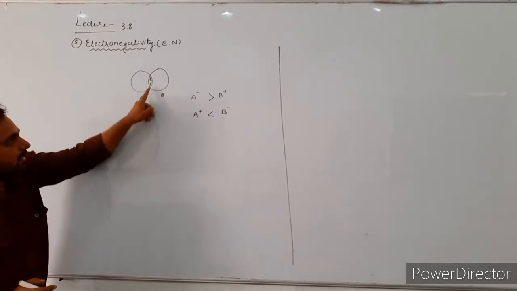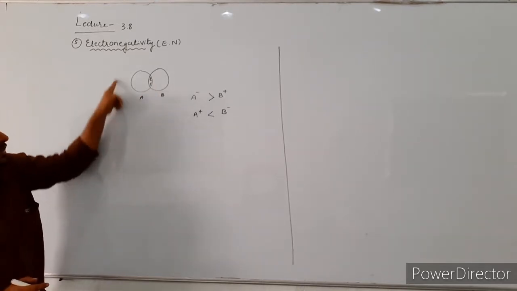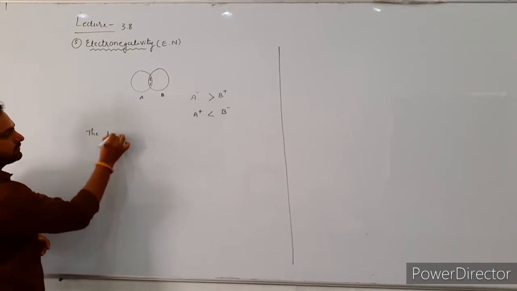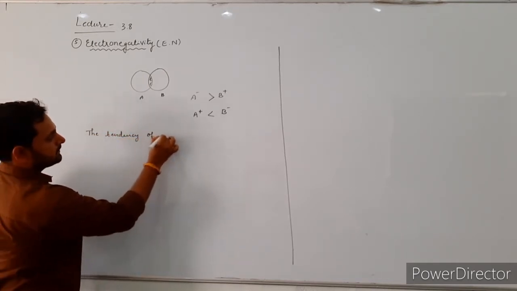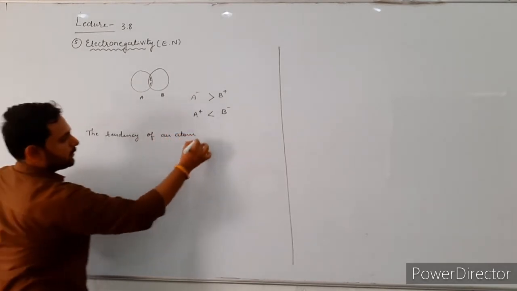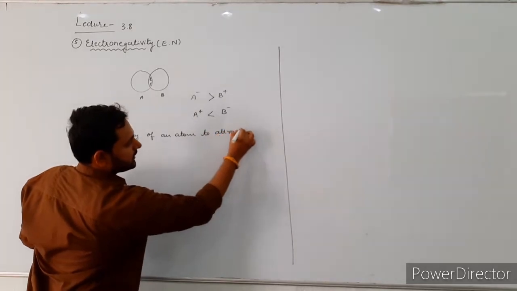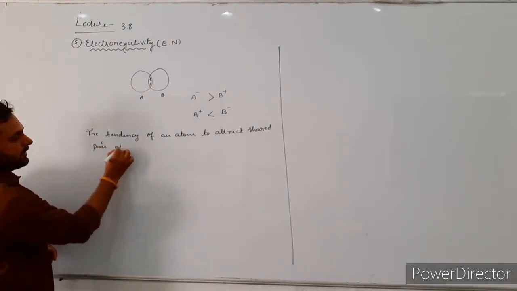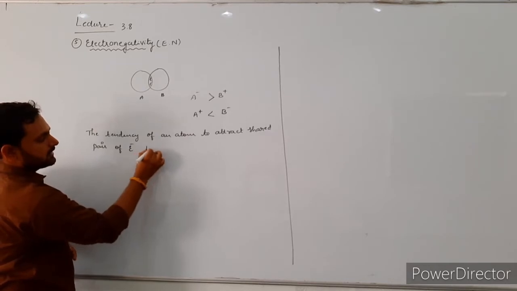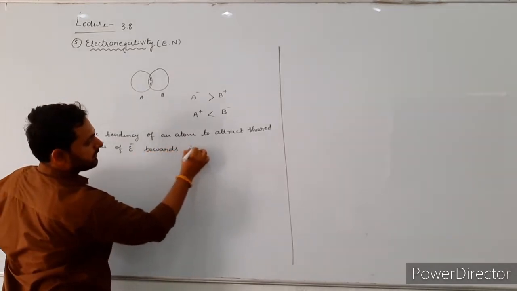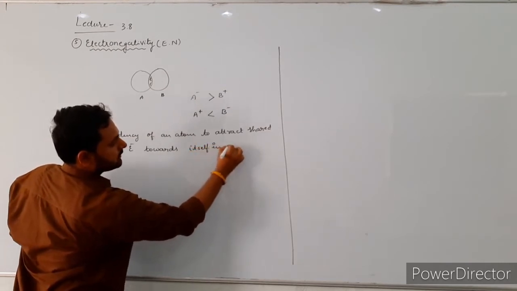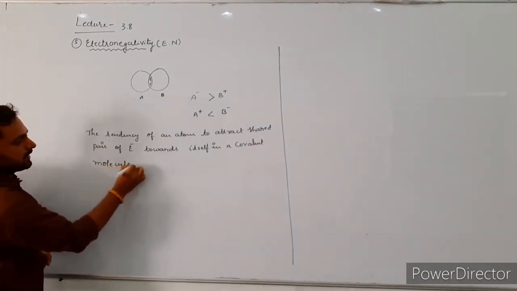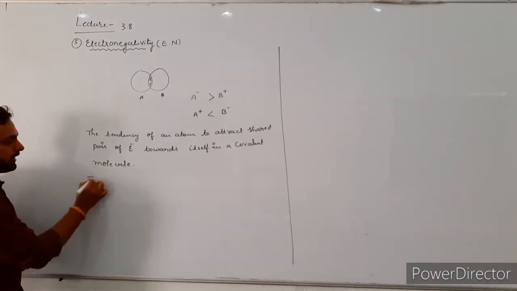The tendency of an atom to attract shared pair of electrons towards itself in a covalent molecule is called electronegativity. And electronegativity has no unit.